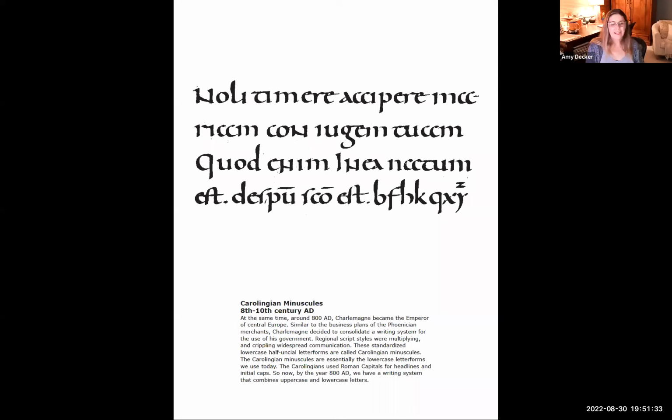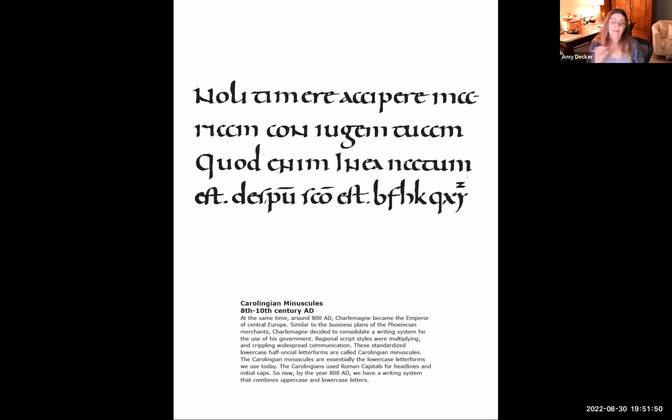Here are the Carolingian minuscules, 8th and 10th century AD. Charlemagne became the emperor of Central Europe. And what did he want to do? Rule the world. Yes, they all want to rule the world. So he wanted to rule the world.